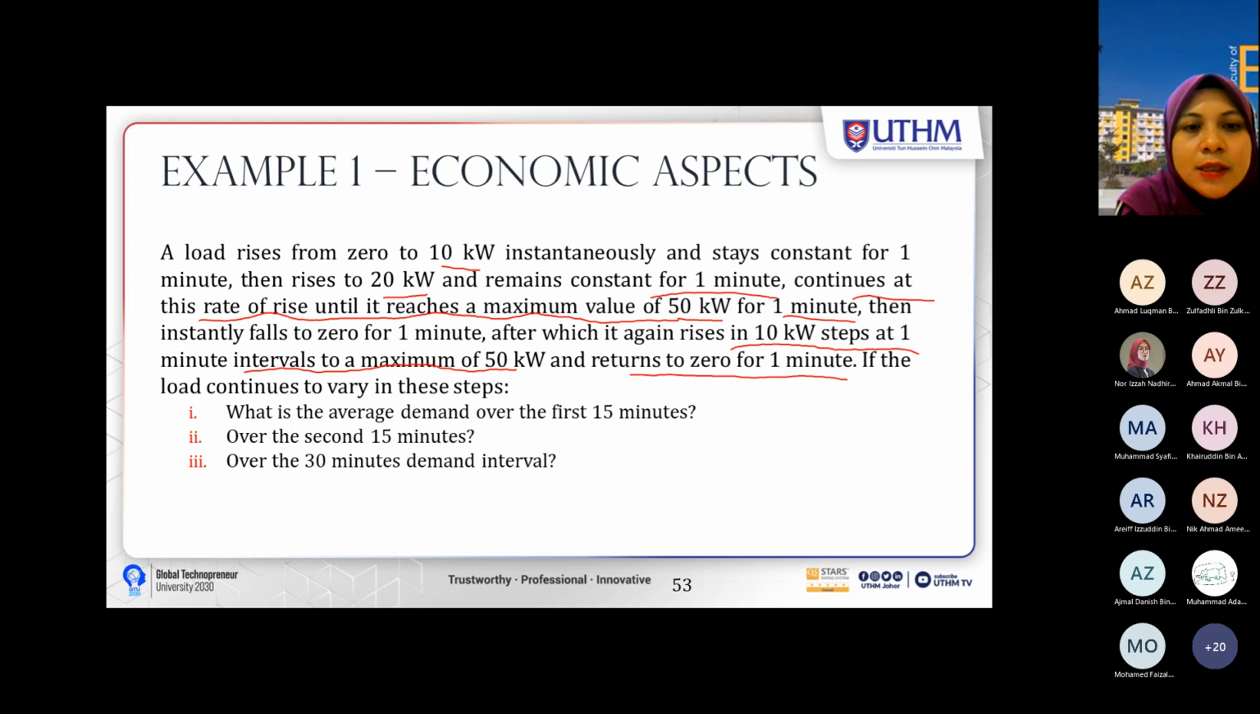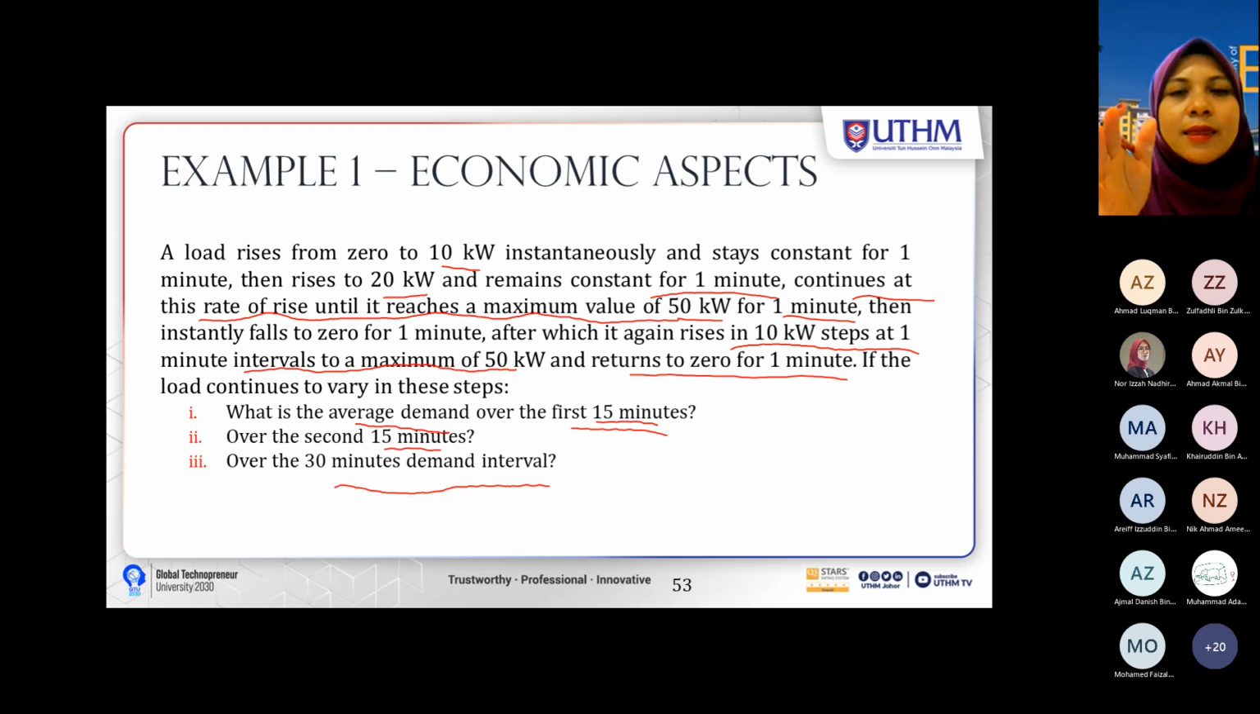So what is the average demand? Macam saya kata, we have to calculate the average demand. So kita tahu the equation, total load divided by the load period, then you can get the average demand over the first 50 minutes. And then dia suruh cari average demand over the second 50 minutes, and then over the 30 minutes demand interval. Maksudnya first 50 minutes, second 50 minutes, and then both 30 minutes. So dia suruh cari what is the average demand.